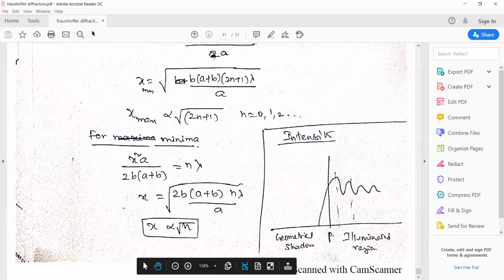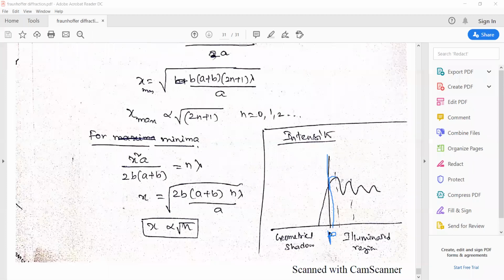I'll draw this one. So this is at point p. Above point p you will see some bright bands and dark bands. These are called bright bands, and these minima points are called dark points. After a certain distance you will see the light completely illuminated. But below point p, as I told you, for a particular distance the intensity falls very rapidly. So this is the diffraction pattern in Fresnel's diffraction due to the straight edge.